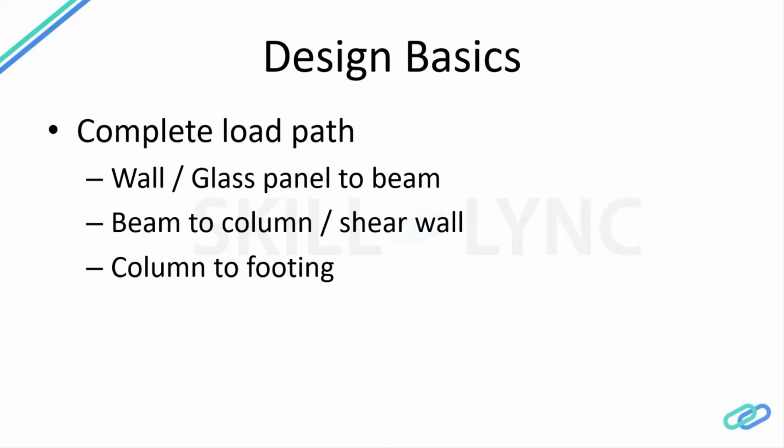Suppose in case of wind, if the wind is hitting your window or maybe a slide gate, then those slide gates and glasses should be strong enough to transfer the wind load to the supporting frame. That supporting frame should be strong enough to transfer the load to the closest beam or slab, and then the slab should transfer that force to the closest beam, and then beam to column and column to foundation, or maybe beam to shear wall and shear wall to foundation. This is called a complete load path.